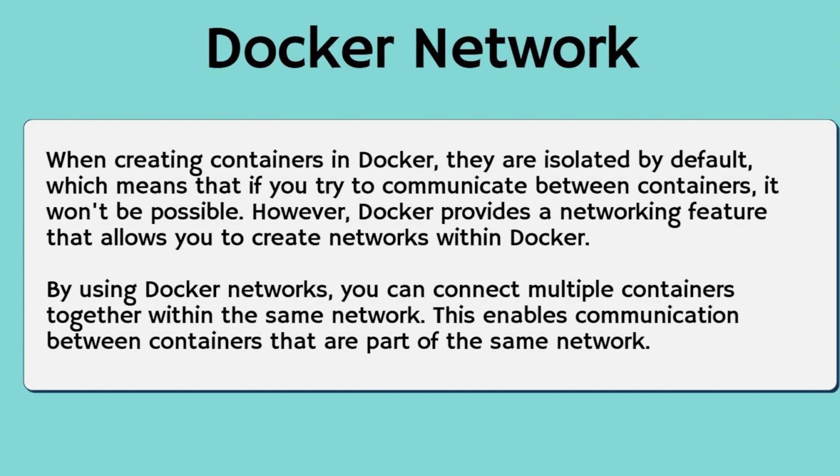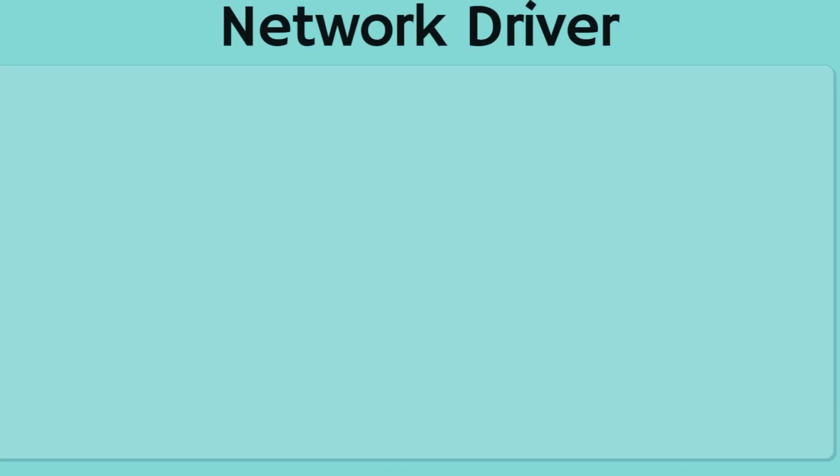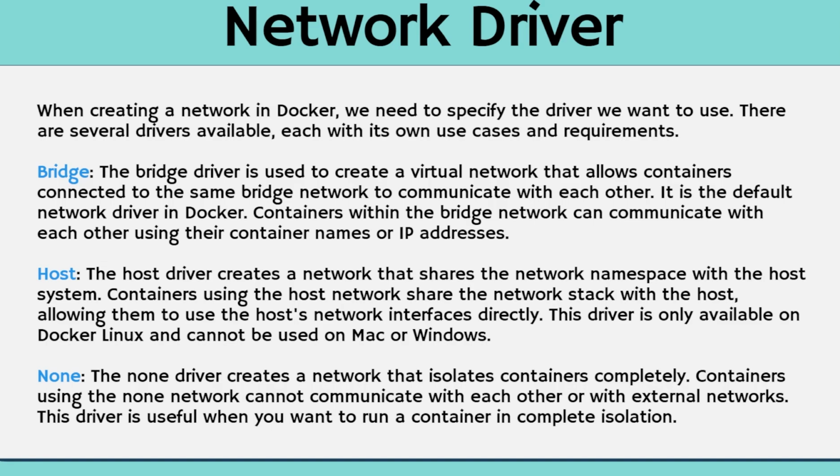When creating containers in Docker, they are isolated by default, which means that if you try to communicate between containers, it won't be possible. However, Docker provides a networking feature that allows you to create networks within Docker. By using Docker networks, you can connect multiple containers together within the same network. This enables communication between containers that are part of the same network. When creating a network in Docker, we need to specify the driver we want to use. There are several drivers available, each with its own use cases and requirements.